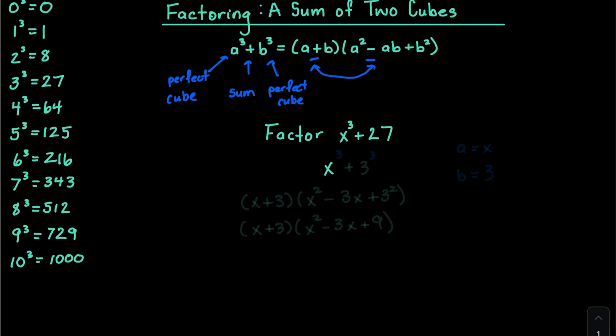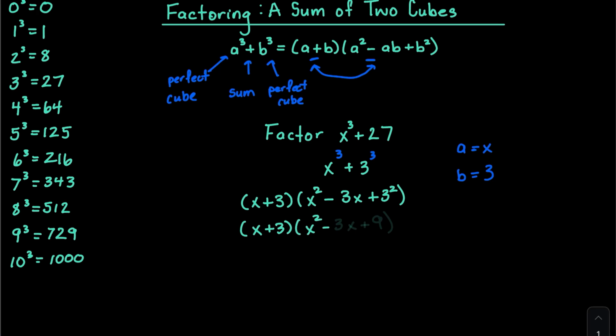So we have x to the third power plus 3 to the third power. So that means a is x and b is 3. So if we follow our formula, x plus 3, x squared minus 3x plus 3 squared. So that's going to be x plus 3 times x squared minus 3x plus 9.